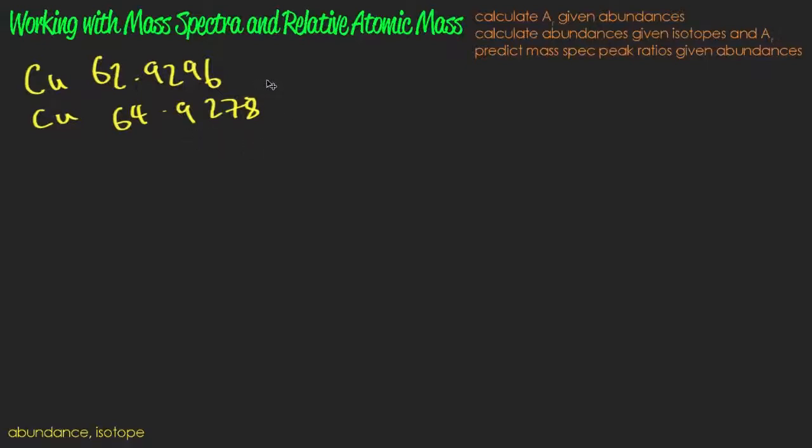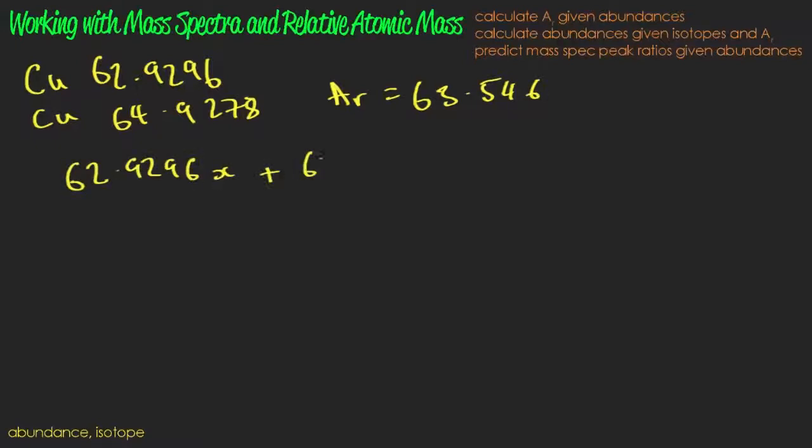The other piece of information we need, which I also got from the same webpage, is the relative atomic mass of copper, which is equal to 63.546. So we're going to write out our equation in the same way that we did before. Slightly more accurate numbers, but we're going to use the same process.